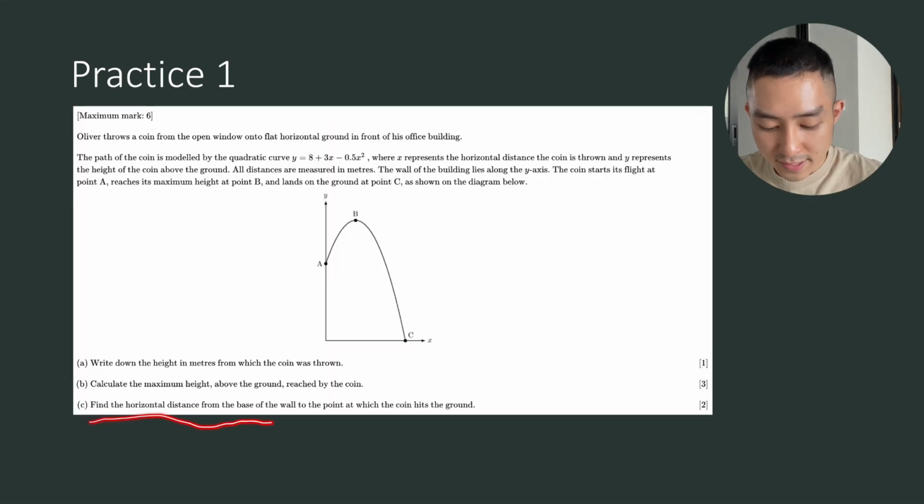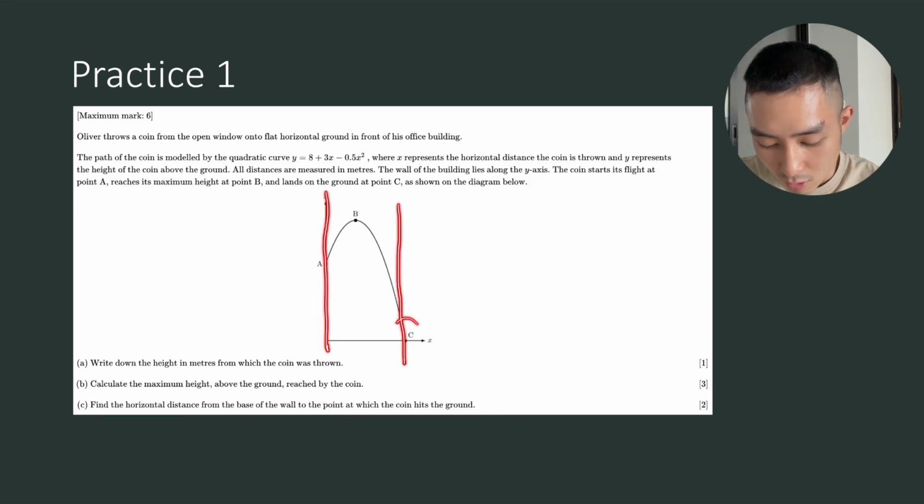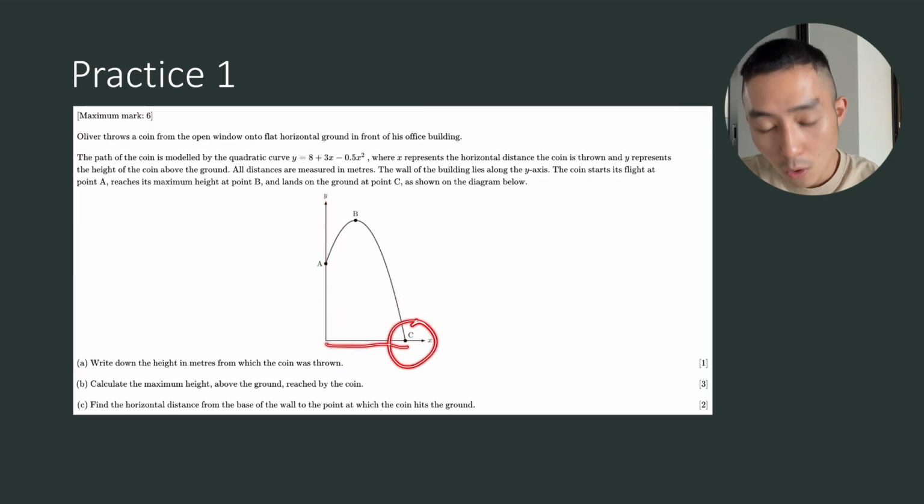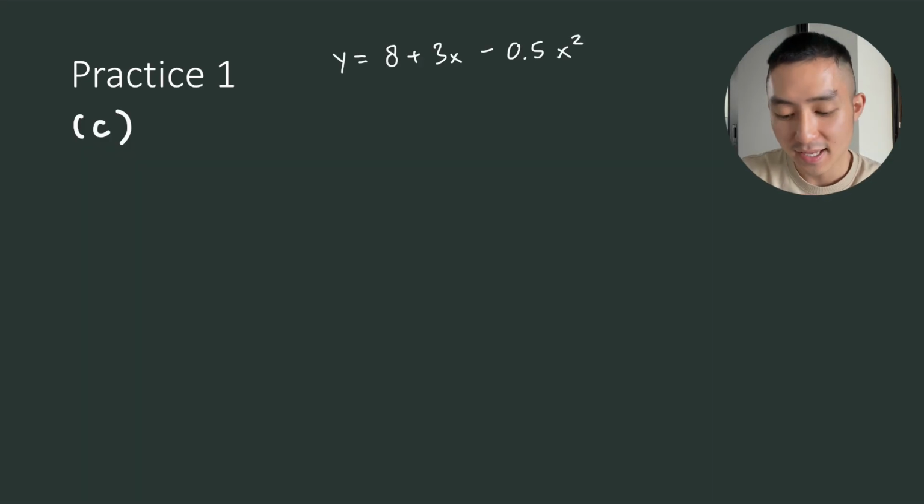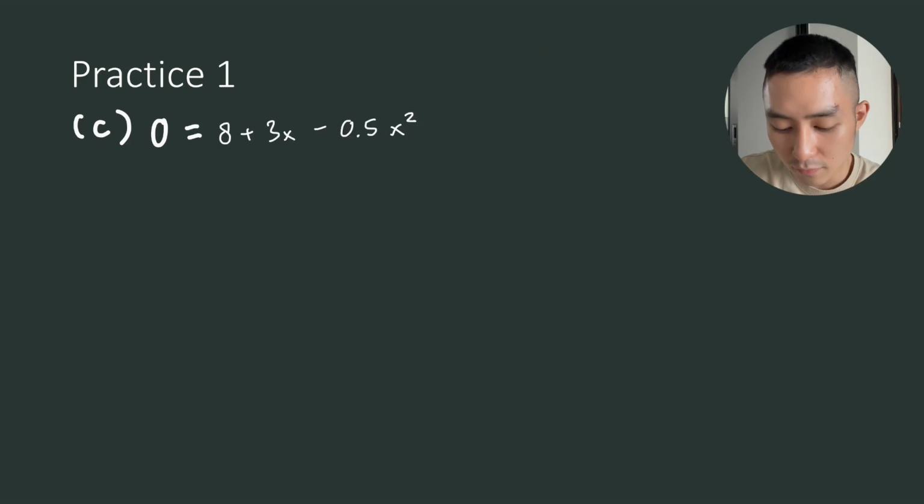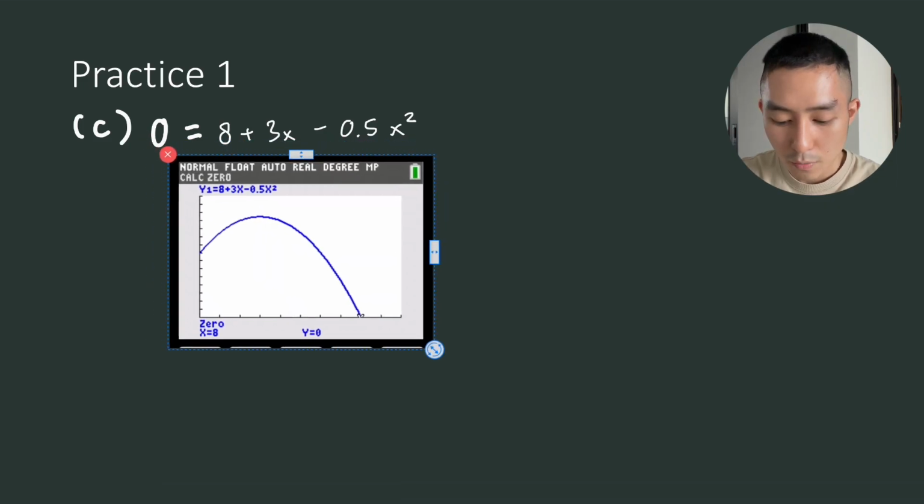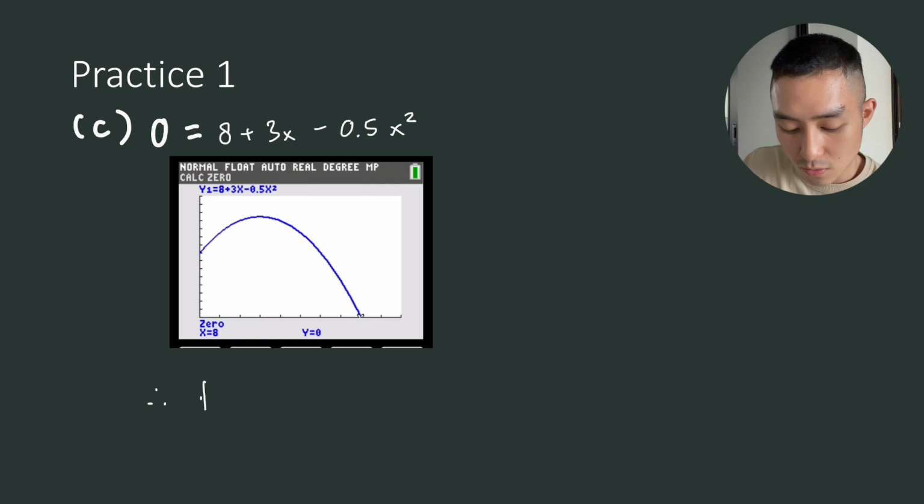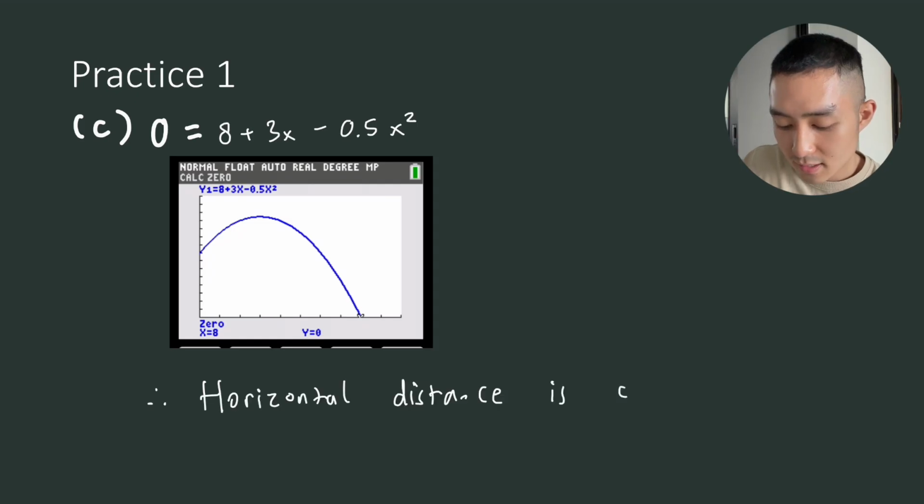Find the horizontal distance from the base of the wall to the point at which the coin hits the ground. The wall is on the y-axis and it hits the ground on the x-axis, so we want to know the x coordinate. As it hits the ground, the height equals 0. We can write the function equals 0, and now we can solve this using the GDC. You can visualize that on your GDC and you get that the root is at x equals 8. And x resembles the horizontal distance, so the horizontal distance is 8 from the wall. Well, we don't know whether it's in meters or kilometers.